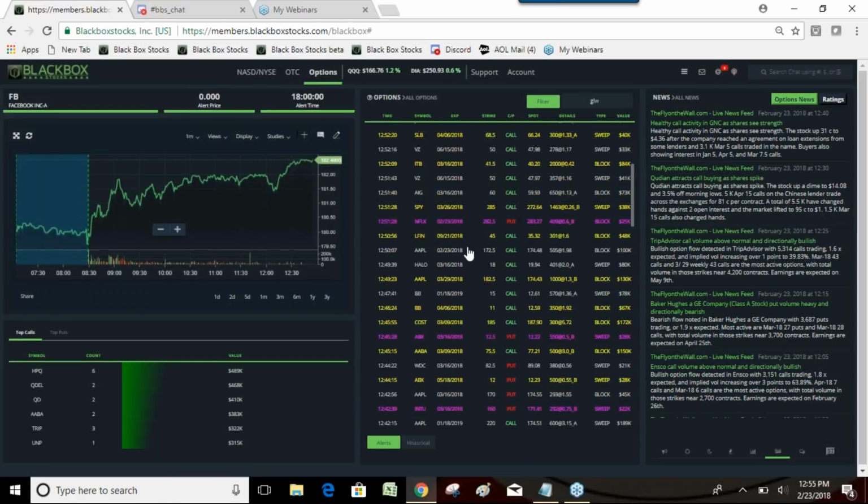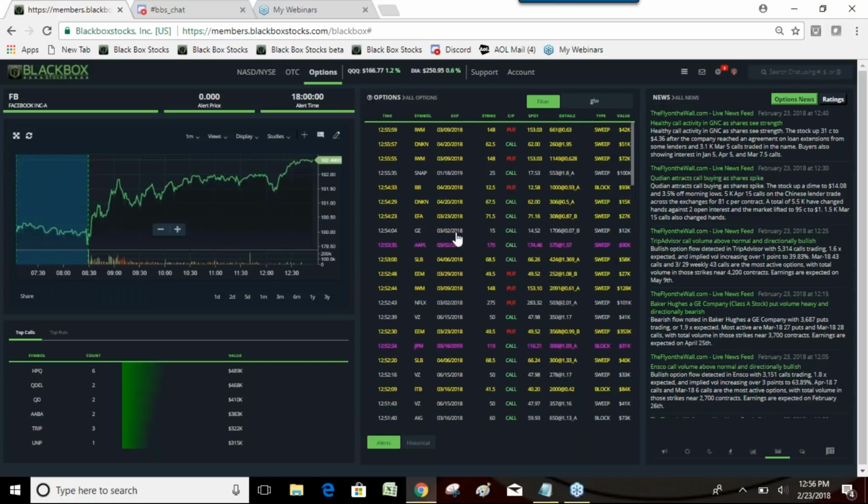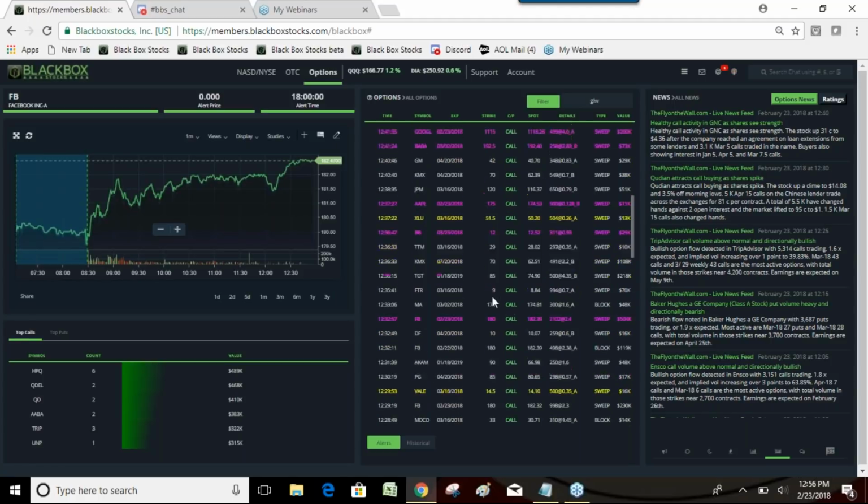Now, a lot of people don't like to see the puts. For whatever reason, they don't want to see it. So I'm going to go ahead and filter those out. Uncheck puts. So now it's all calls.